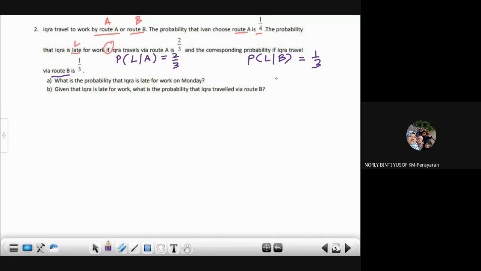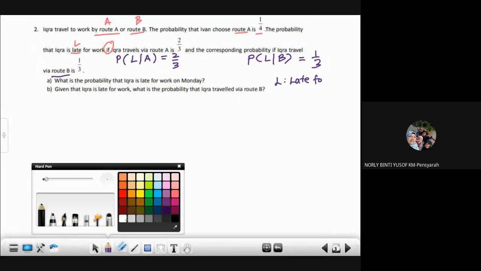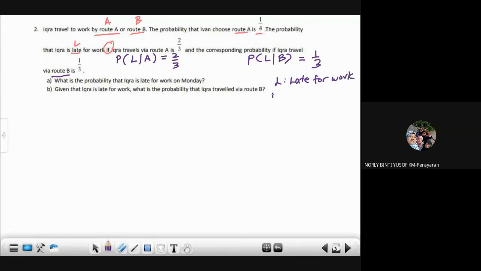So you boleh letting, tadi road A, road B tu adalah A dengan B, late for work, okay, doesn't late lah, that means on time. Okay, so kita buat dulu tree diagram. So you got road A, road B. And then using road A, you late. So dengan you tak late. Using road B, you late. Dengan you tak late.